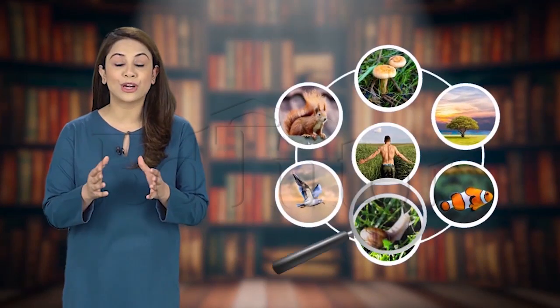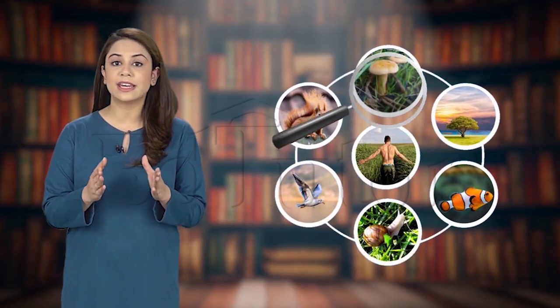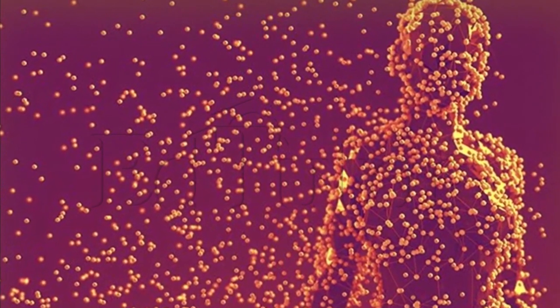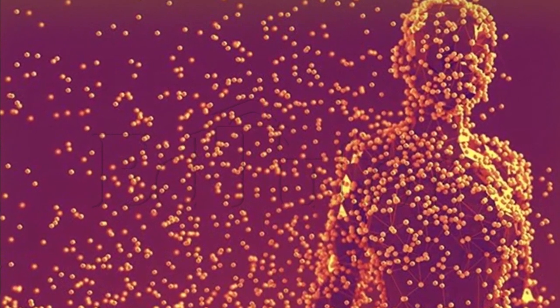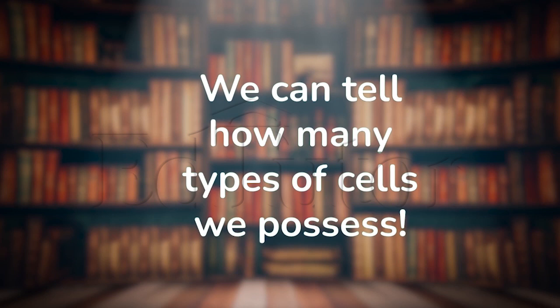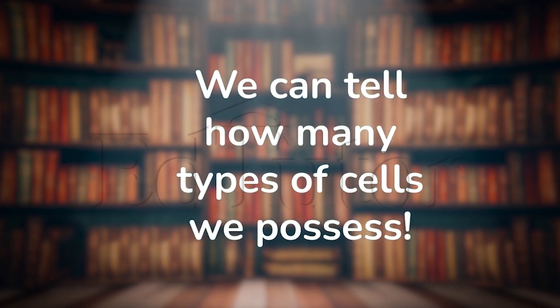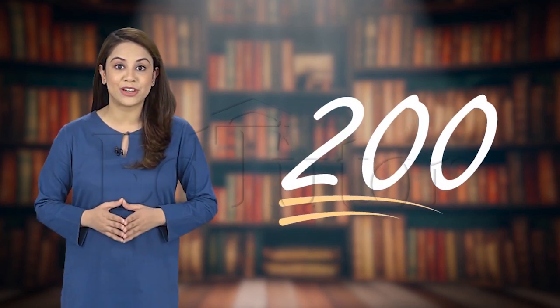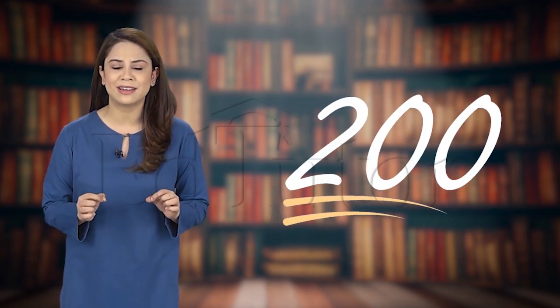Let's look at this more closely now, using an example of us humans. Now, of course, we are made up of many cells. In fact, so many that we can't even count them all. But we can tell how many types of cells we possess. And that number is 200.